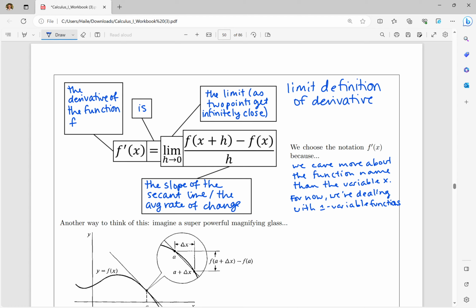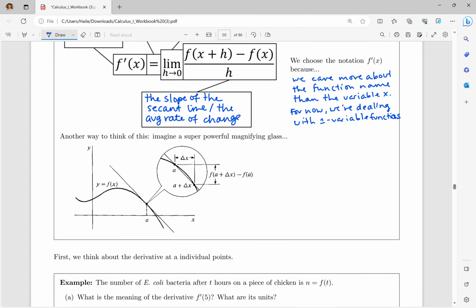Okay. Another way to think of this is imagine a super powerful magnifying glass, and as we zoom out on the graph, the points of the secant line appear so close together that they look like 1 point. So that's what this is doing. So here, it looks like we have 2 points, but when we zoom out and zoom out and zoom out, they end up looking super close together, and it's like we only have 1 point.